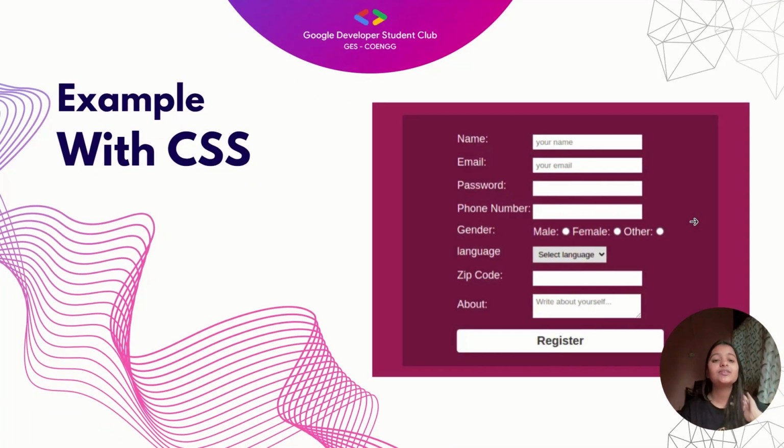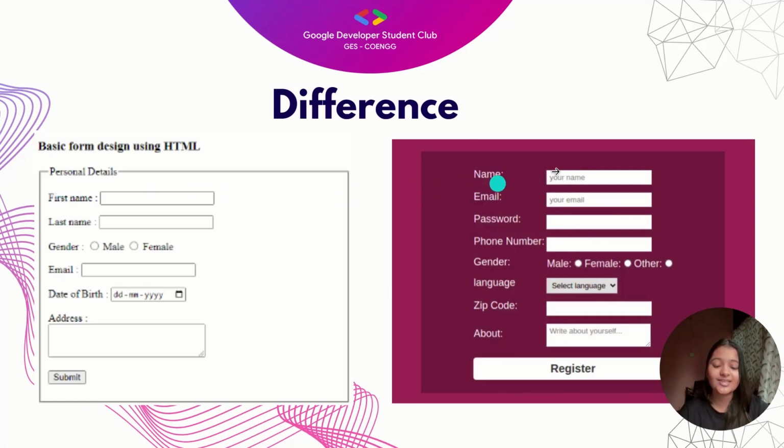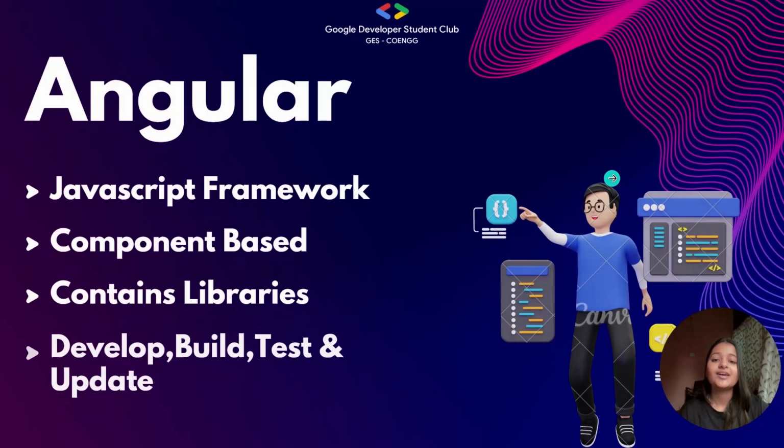Now look at this image. This image contains more colors, more attractiveness, more alignment, and everything that must be included. And this is what our CSS does. I assume you know the difference. On the left side you can see the website created with HTML, and on the right side you can see the one created with CSS. You can tell the difference, can't you? I'm sure you can.